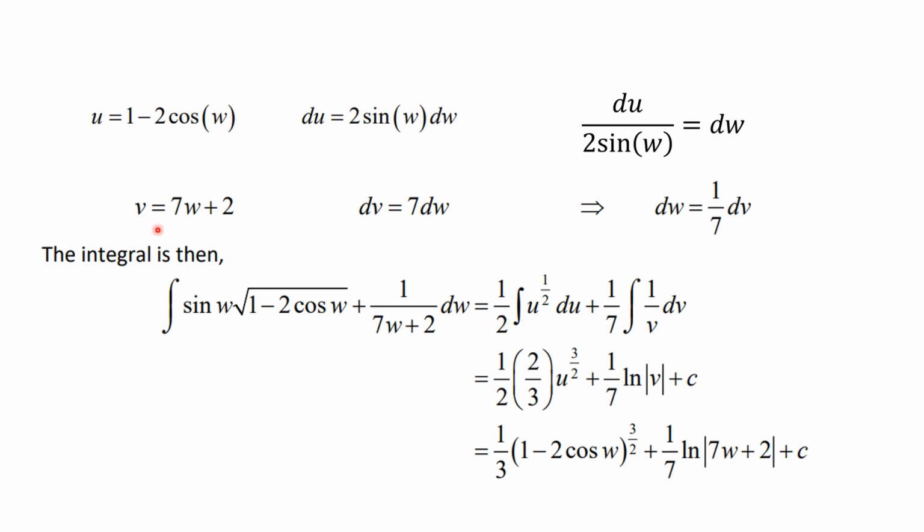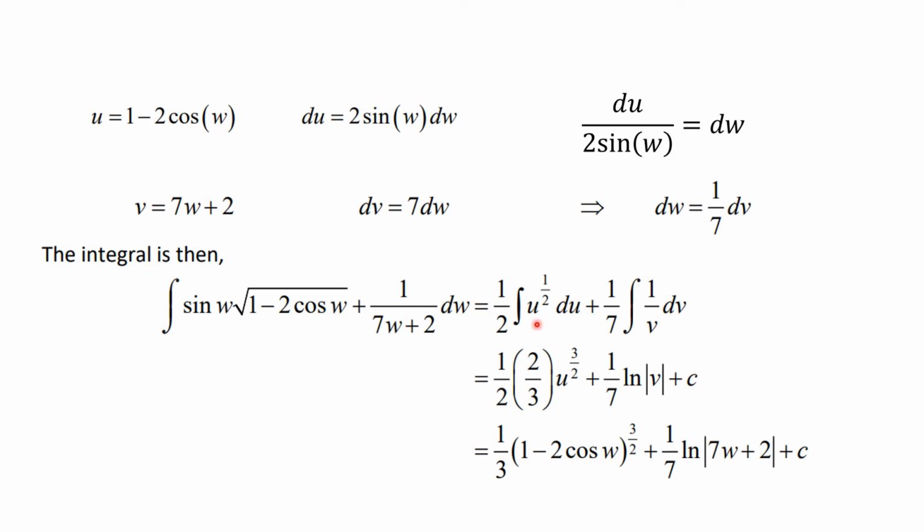Now, the next integral, though, which is this one, you need a different substitution. It's going to be v equals 7w plus 2. That means that dv is equal to 7 dw. That means that dw is equal to 1 over 7 dv. 1 over 7, pull it through. I'm integrating with respect to v, and again, magic happens.